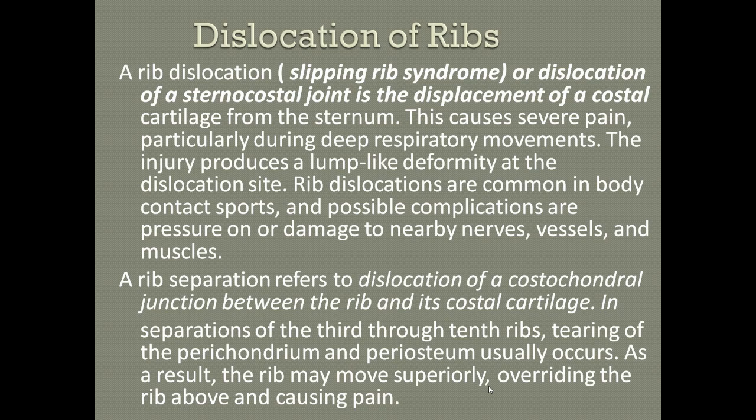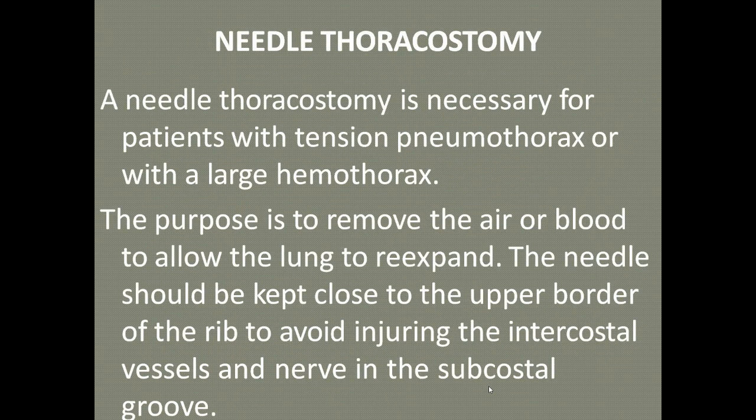Rib dislocations are common in body contact sports, and possible complications are pressure on or damage to nearby nerves, vessels, and muscles. Rib separation refers to dislocation of the costochondral junction between the ribs and their costal cartilages. In separation of the third through tenth ribs, tearing of the perichondrium and periosteum usually occurs. As a result, the rib may move superiorly, overriding the rib above and causing pain.